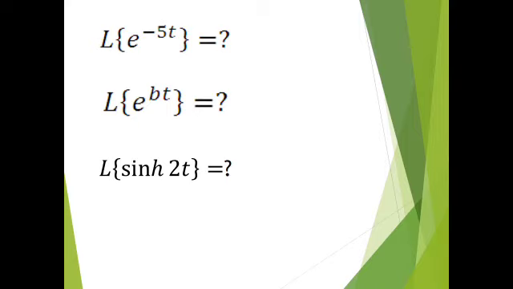Here we see some more questions for practice. Laplace transform of e to the power minus 5t. We compare with our standard formula. Here the value of a is minus 5. So our result is 1 upon s plus 5. Next, Laplace transform of e to the power bt. So standard formula is again e to the power at equal to 1 upon s minus a. Here the value of a is b. So result is 1 upon s minus b.